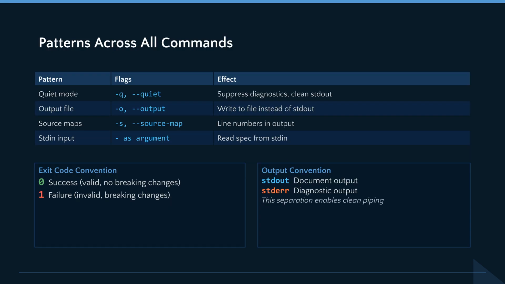Patterns across all commands. One of the design strengths of the CLI is consistency. Every command that produces a document sends diagnostics to standard error and the document to standard out. This separation is what makes piping work. When you pipe the output of fix into validate, only the fixed document flows through the pipe while the fix diagnostics appear on your terminal. Every command uses the same exit code convention: 0 for success, 1 for failure. This makes it trivial to use in shell scripts and CI/CD pipelines with set -e or conditional logic.